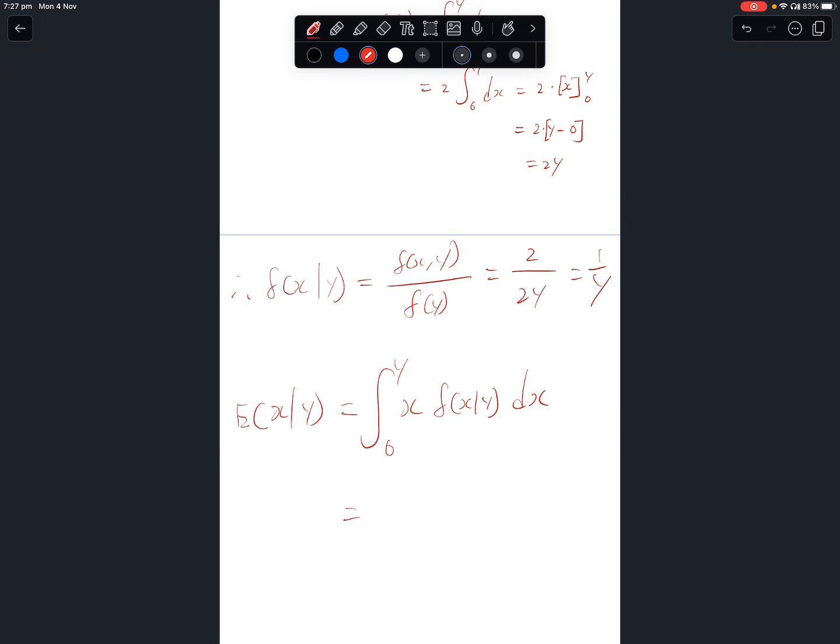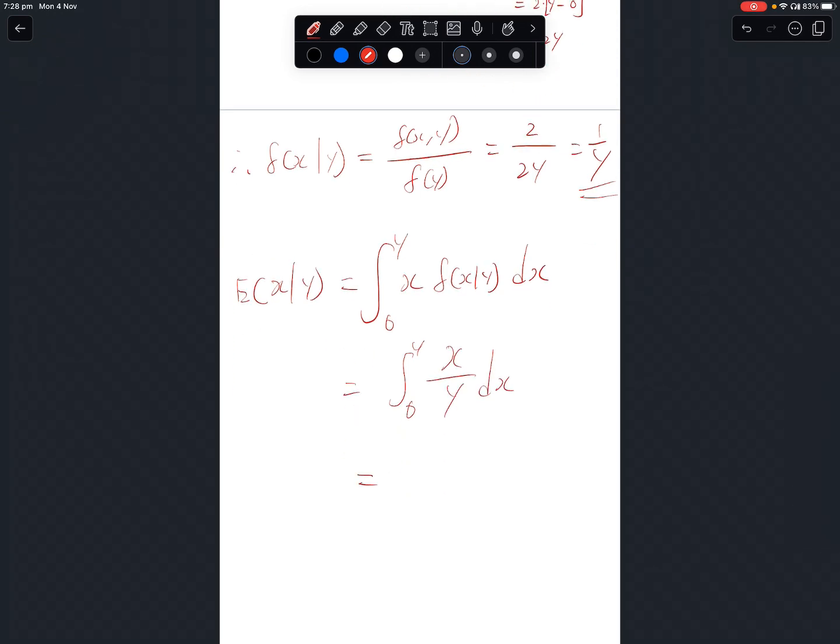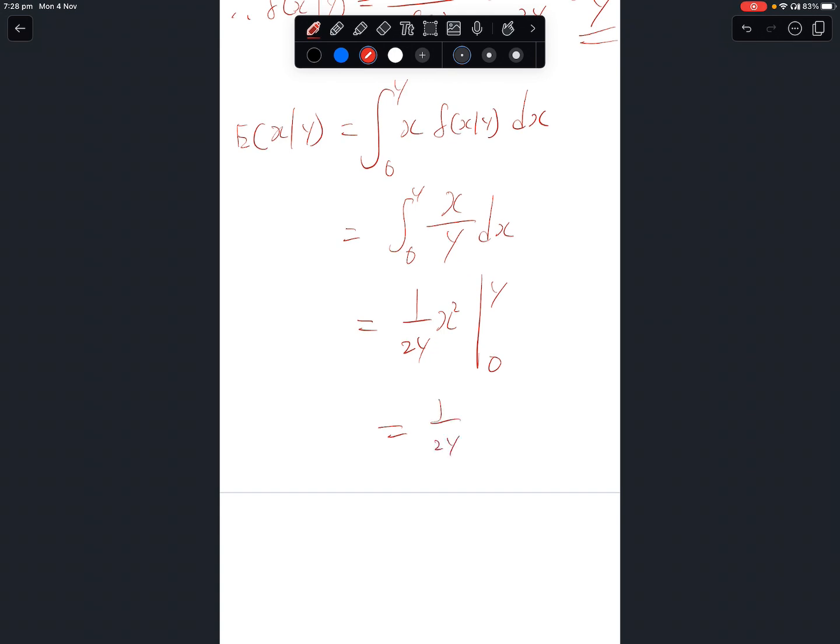Because we already know the conditional probability function f x given y is equal to 1 over y, I can transfer it like that. Okay, so this is straightforward. Next, the result is y over 2.